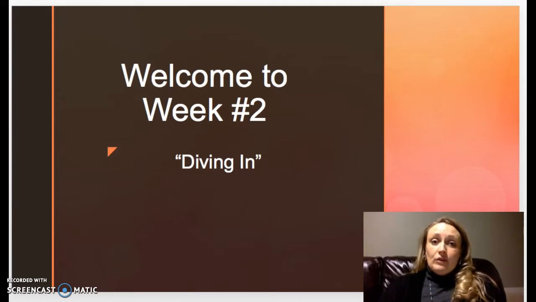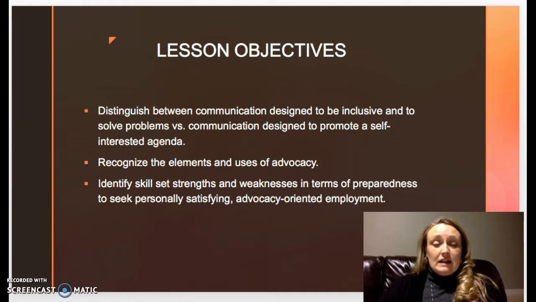So we're just going to do a brief overview for this week. There are 3 lesson objectives for us to focus on. First, distinguish between communication designed to be inclusive and to solve problems, so being open-minded, versus communication designed to promote a self-interested agenda. This is a really important aspect of advocacy, being willing to listen to another person's perspective and not being closed-minded, because that is automatically going to close that person off from being willing to listen to your side. The second objective is to recognize the elements and uses of advocacy.